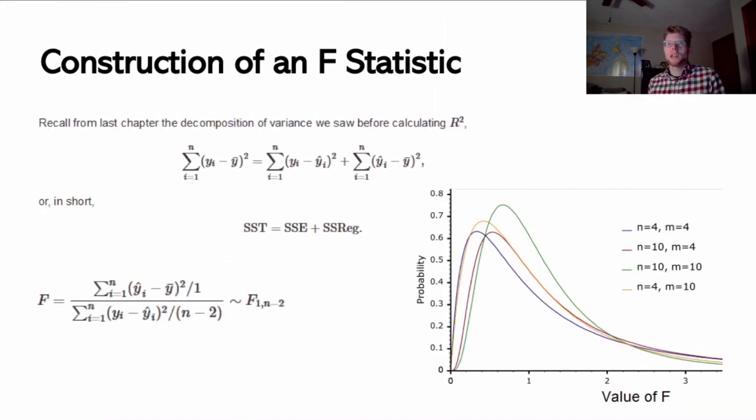The construction of an F statistic is just going to be the variance of one sample divided by the variance of the other sample. And if you think about our decomposition of variance in a simple linear model, what we have is our total variation represented over here. So this is if we don't fit any kind of model right here.